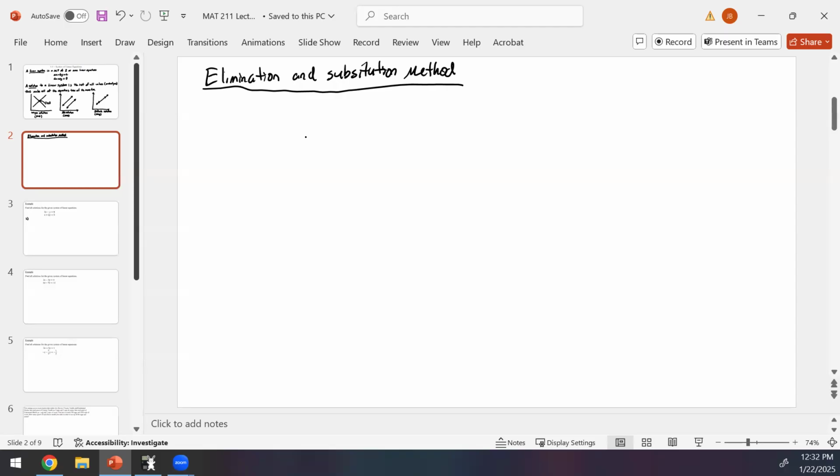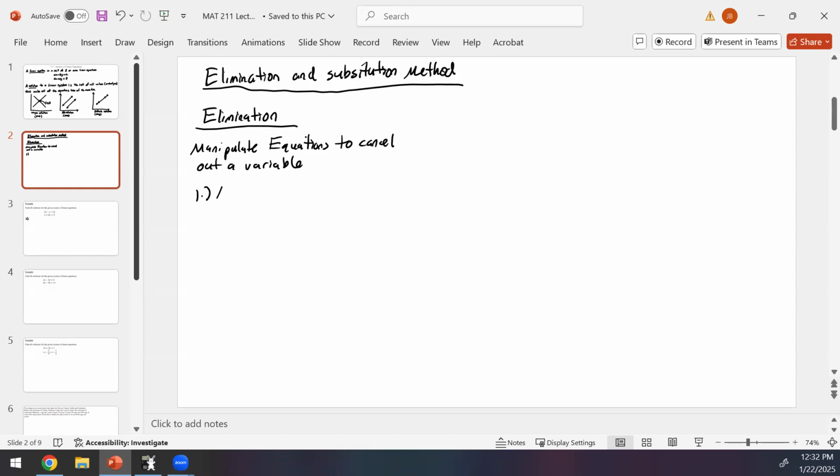Right? So elimination method, the basic idea is to manipulate equations to cancel out a variable. It doesn't matter which variable you cancel out, but there is typically a better option, like there's a best choice, and then it gets worse and worse, right? So how do you do that?